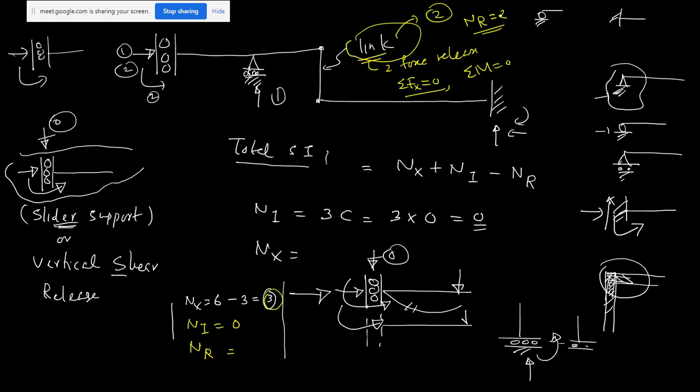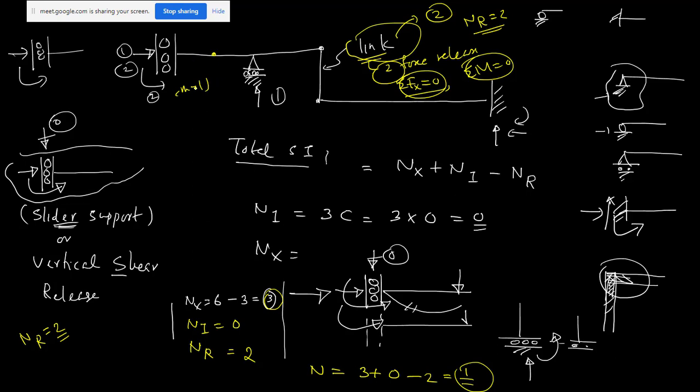For the hinge it will always be m minus 1. So here you are going to get two extra equations, and that will be added to the nr. Nr is 2 in this case. So finally your answer, static indeterminacy, will be nx plus ni minus nr. So the answer is 1. For the link there will be two force releases, that is sigma fx is 0 and sigma m is 0. And if you have a hinge here, there will be only one force release, m minus 1. Two members, so 2 minus 1.